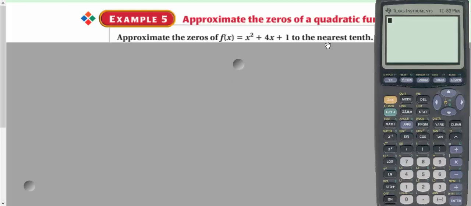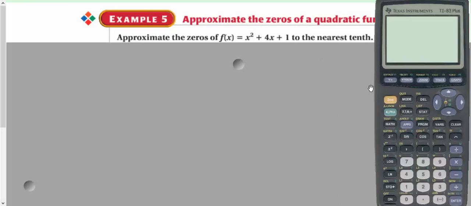If I try to factor this, we notice that this quadratic equation doesn't factor. There's no two numbers that multiply to 1 but add to 4. So what that tells me is my roots are irrational. It means there are likely going to be answers, but they're not going to be nice whole numbers that we're used to.